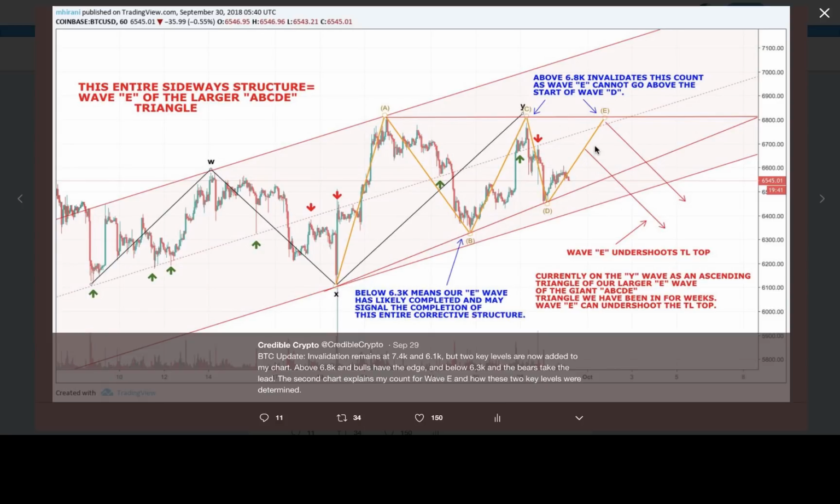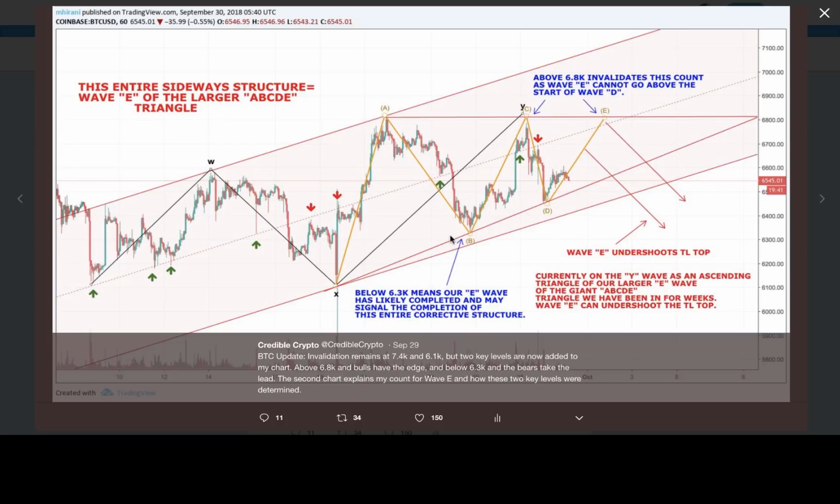So I took a look at the Ethereum chart, and that's what I'm going to talk about next. The Ethereum chart was actually showing us a much clearer picture of the correction, and it's what I played off of after this BTC count started getting unclear. But just to show you guys what I was explaining here, again, above 6.8K invalidates the bearish count. If you remember from my past chart, that was the invalidation point, 6.8K. So that's something that I was watching very carefully. Below 6.3K means that we have likely completed this structure, and we may be headed down.